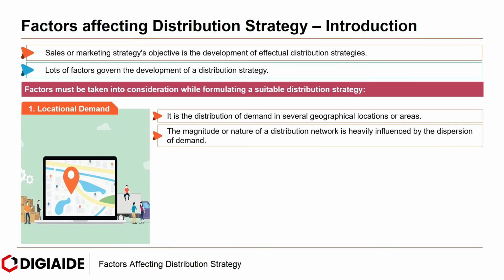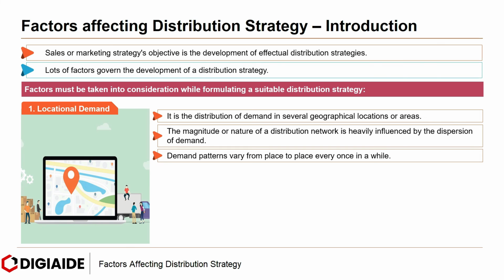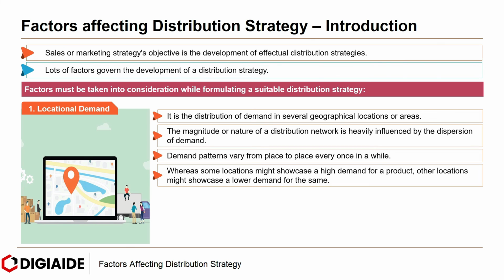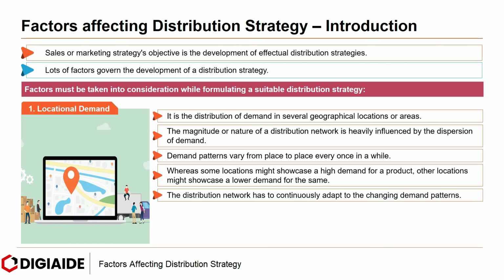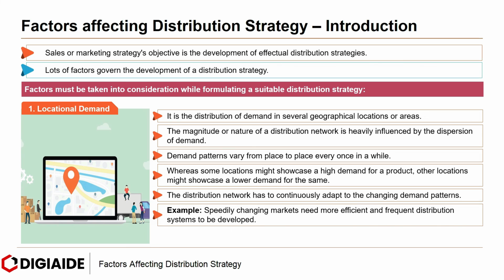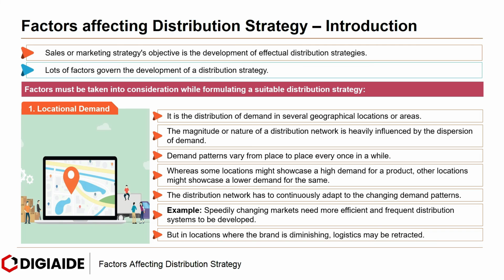The magnitude or nature of a distribution network is heavily influenced by the dispersion of demand. Demand patterns vary from place to place every once in a while. Whereas some locations might showcase a high demand for a product, other locations might showcase a lower demand for the same. The distribution network has to continuously adapt to the changing demand patterns. Example, speedily changing markets need more efficient and frequent distribution systems to be developed. But in locations where the demand is diminishing, logistics may be retracted.